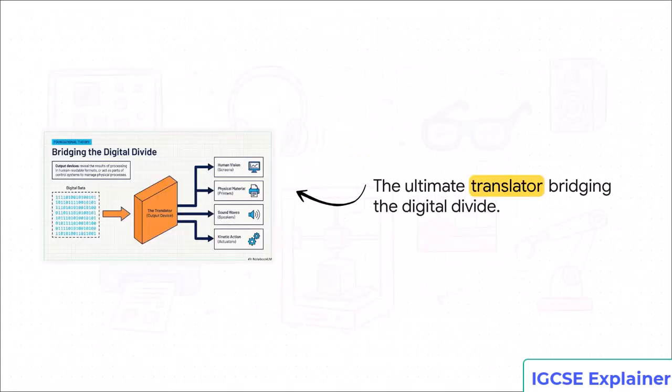Now here's the foundational theory that really underpins everything we're going to look at today. Output devices basically do one of two distinct things. They either reveal the results of processing in a human-readable format, like on a screen or a piece of paper, or they act as absolutely crucial parts of control systems where the computer actually sends signals to manage a physical process. So definitely keep this concept of the great translator in mind as we go through this.